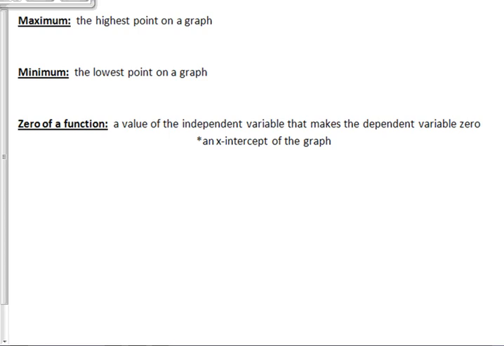Zeros of a function. What you need to know about zeros of a function. Basically, it's a value of the independent variable that makes the dependent variable 0. In other words, it is your x-intercept. So where it crosses the x-axis. Zeros are where the graph crosses the x-axis.